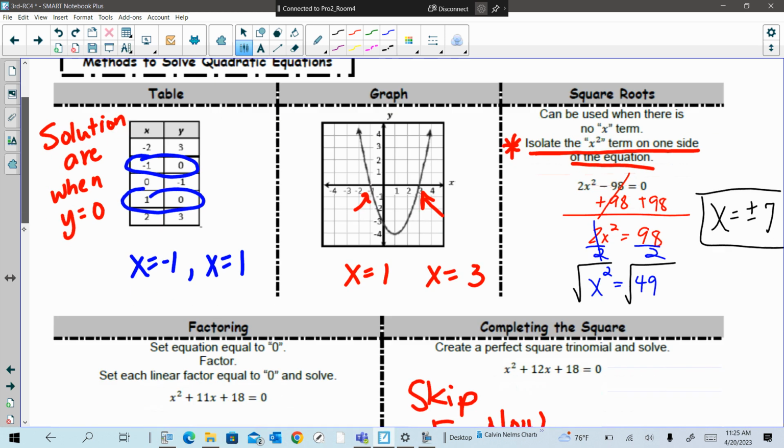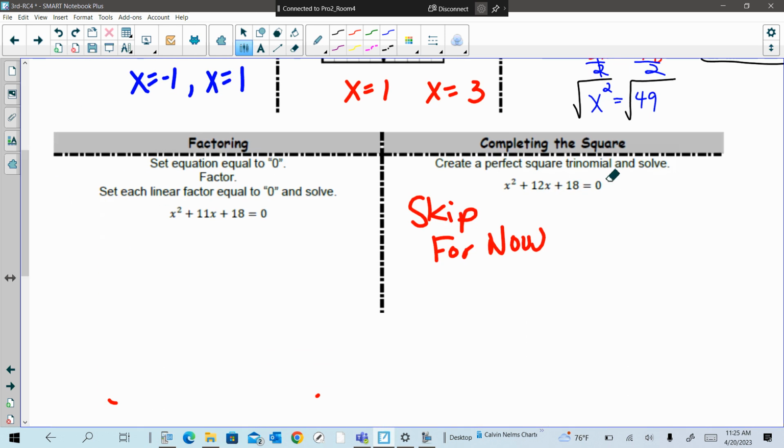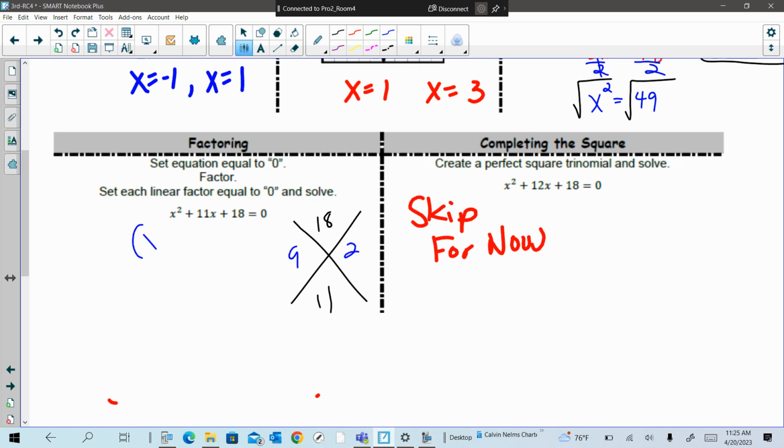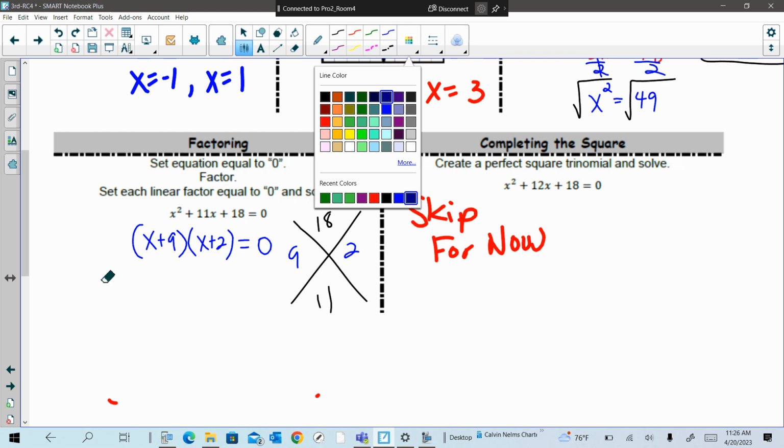All right, now, don't worry about completing the square, but let's see if you remember how to factor. What do we need to do here? Find the GCF. Do we have a GCF? No. Okay, so now what do we do? Make your X puzzle. 18 on top, 11 on bottom. 9 and 2. Yep, our factors are 9 and 2. So that means x plus 9 and x plus 2 equals 0. So when you're solving this, you solve each one. All right, we'll stop right there.